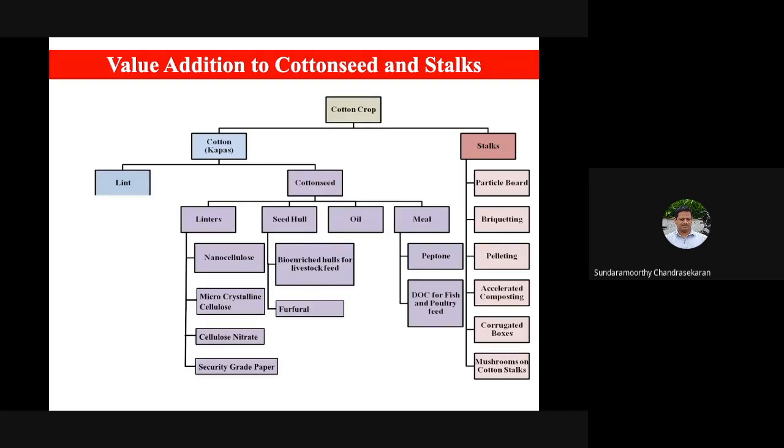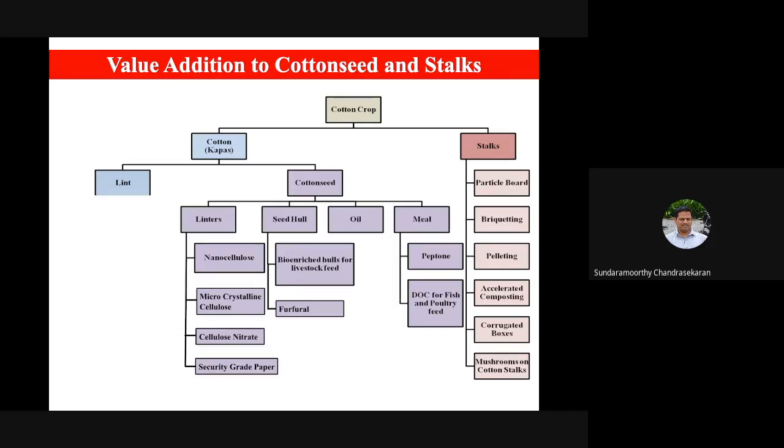So these are the enterprises which can be developed by these byproducts. Now coming to the stalks, stalks have varied end uses. We can make particle board, we can make briquettes or pellets, we can make compost, or it can be used in growing of mushrooms or corrugated boxes.